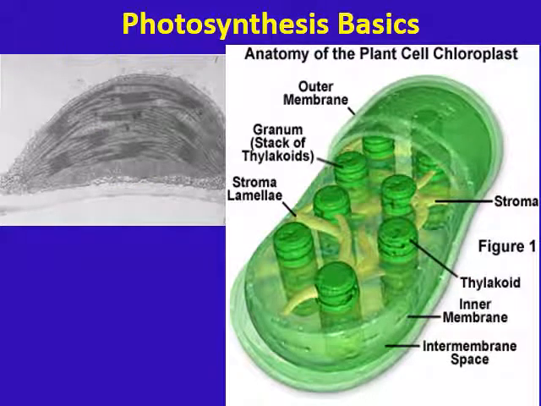Again, this is just another picture of the chloroplasts. You can see the grana, the stacks of thylakoids that look like, as I said, green pancakes, and then you can see the inner and the outer layers of the membrane of the chloroplast, and again you can see a true microscopic image there.